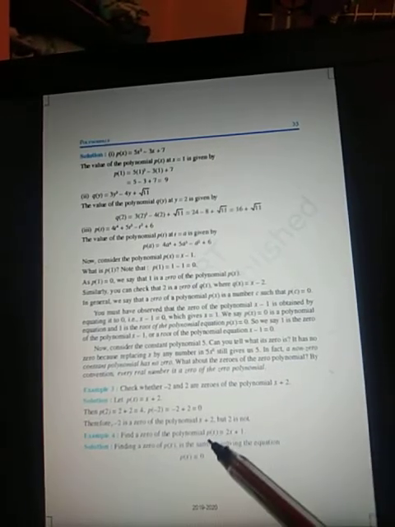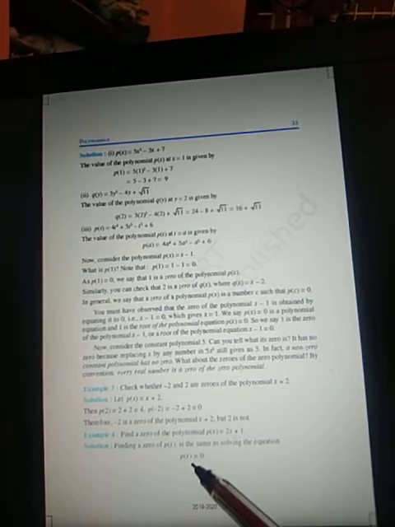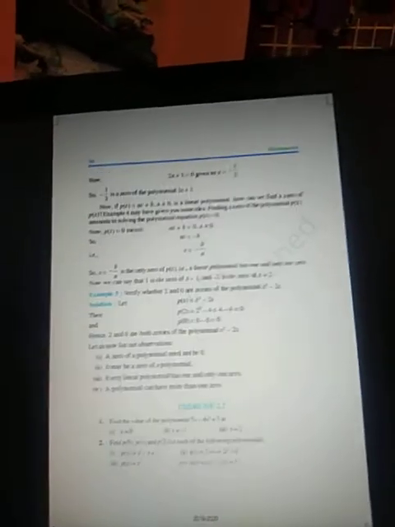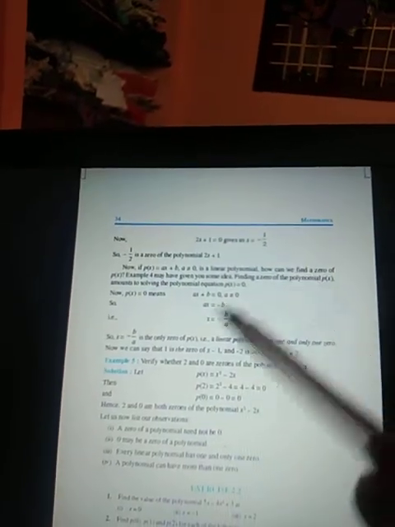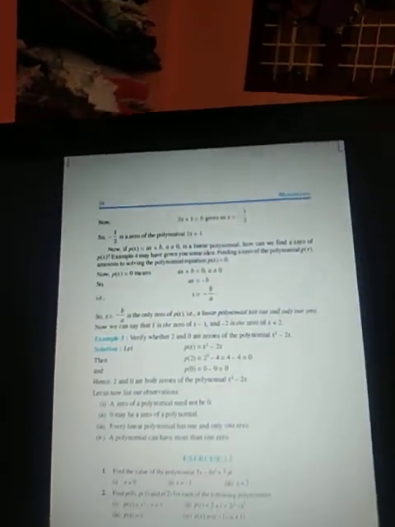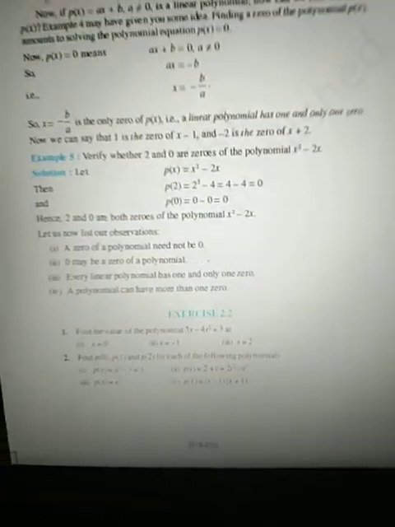Find the zeros of the polynomial p of x equal to 2x plus 1. Here we want to set p of x equal to 0. P of x equals 0 gives x equal to minus 1 by 2. Likewise, these are the problems. If needed, I can solve this.